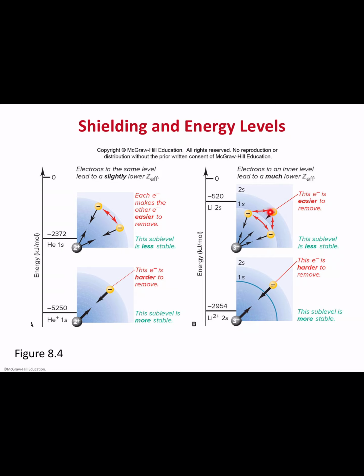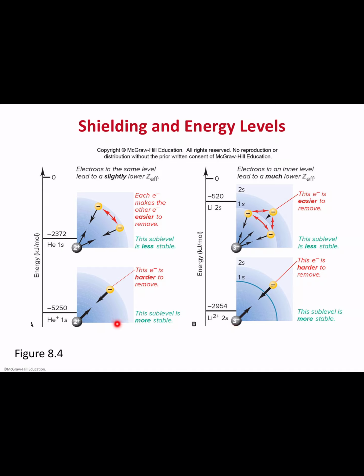So earlier, to remove 1 electron from the outer shell, it needed only 520 kilojoules of energy. Now in the 1s orbital, to remove this 1 electron, it needs 2954 kilojoules of energy. Okay.